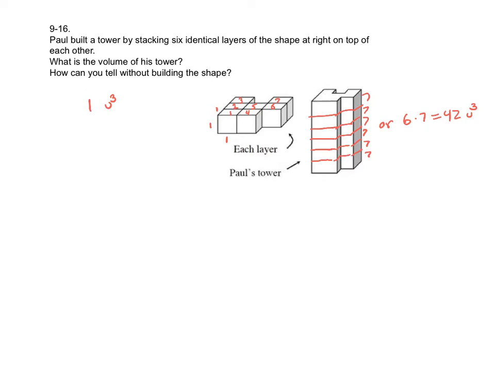The second question says, how can you tell without actually building them? So without taking the blocks and stacking them up, how would we know? In this case, all you need to do is take the volume of the first layer, in other words, how many cubes make up the first layer, and then multiply that by how high your tower is.